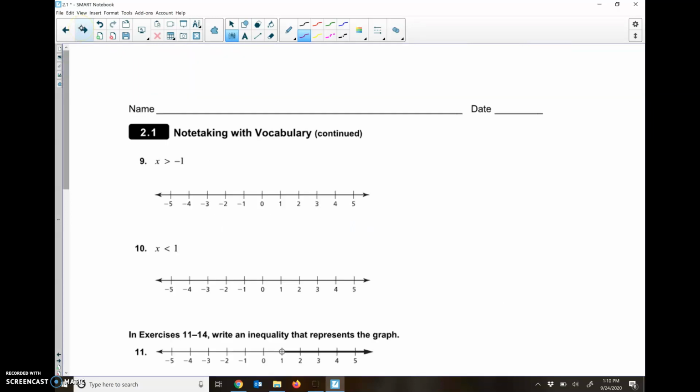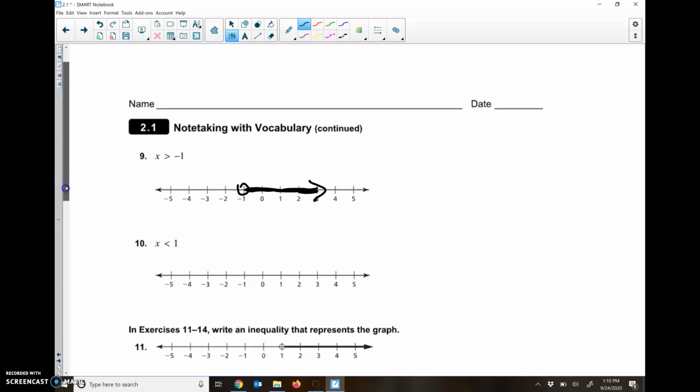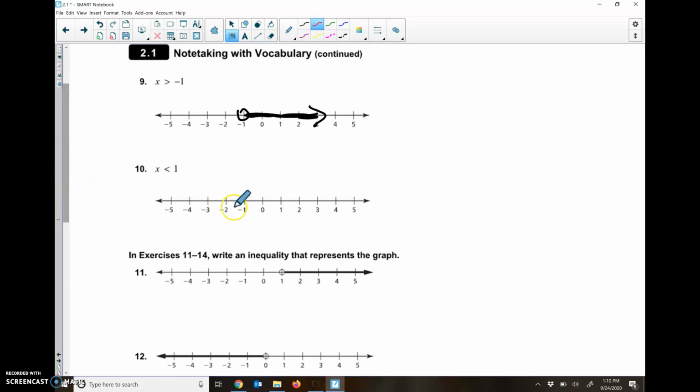All right, on the last page here, I have x is greater than negative 1. So I'm going to put a circle at negative 1. I'm not going to shade it in because it's just a greater than, so we don't need to worry about negative 1 being included here. And I want numbers bigger than negative 1. So numbers like 0, 1, 2, 3, 4, all those numbers that are bigger than negative 1 are to the right. And the last one like this, x is less than 1. So I'm going to have an open circle because it's not filled in underneath, because we don't have that line. And numbers less than 1 are numbers like 0, negative 1, negative 2, going that way.